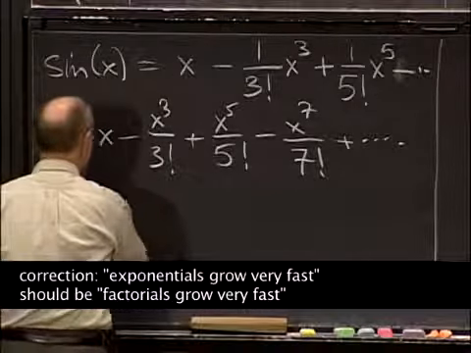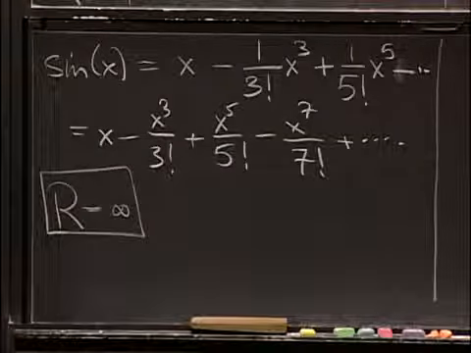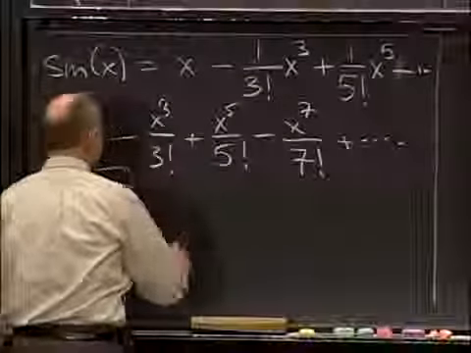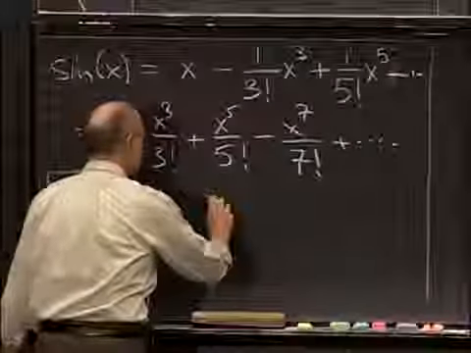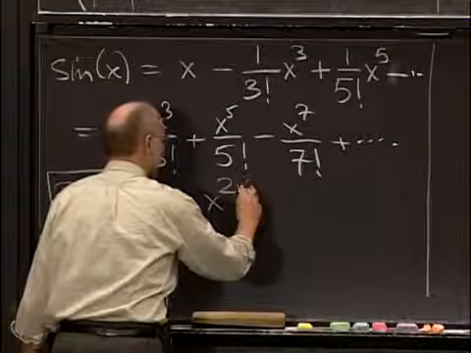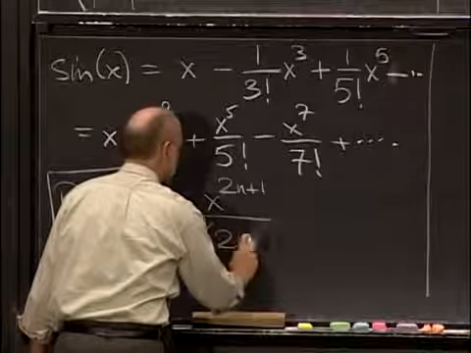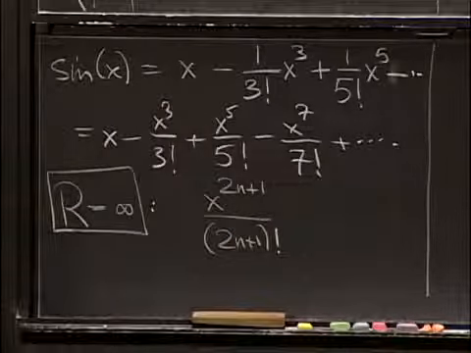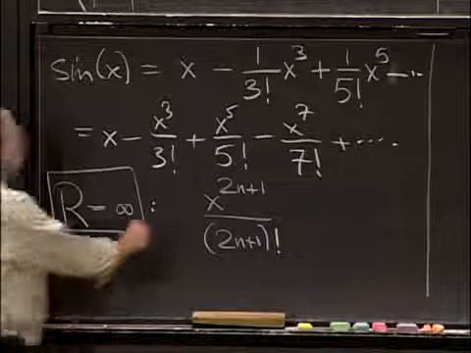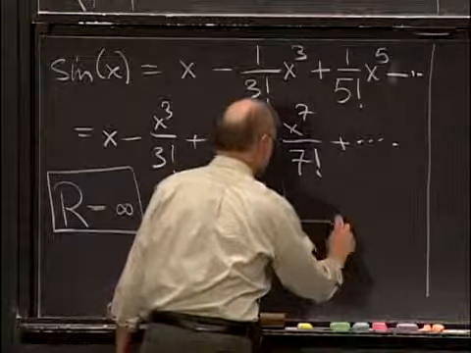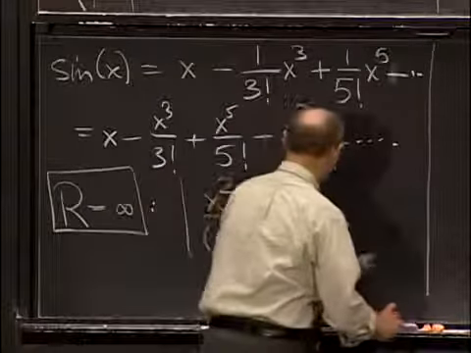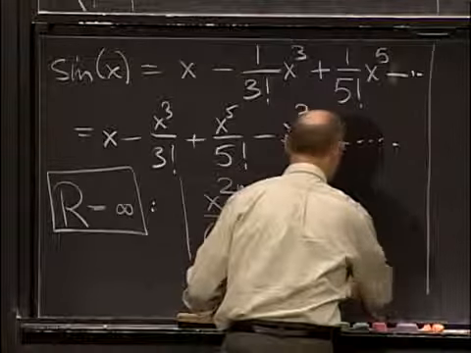R is infinity here. The radius of convergence of this power series, again, is infinity. And let me just say why. The reason is that the general term is going to be like x to the 2n plus 1 divided by 2n plus 1 factorial. An odd number I can write as 2n plus 1. And what I want to say is, what happens to the size of this as n goes to infinity?